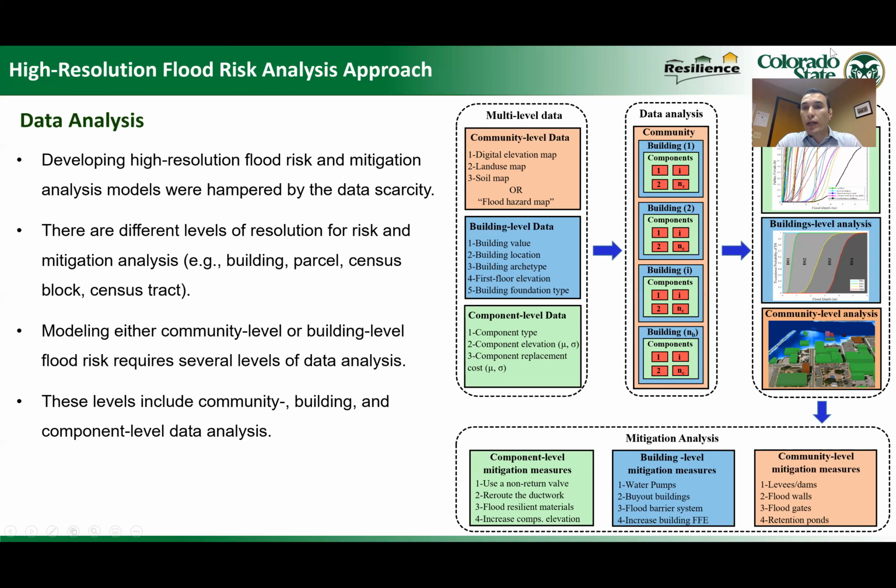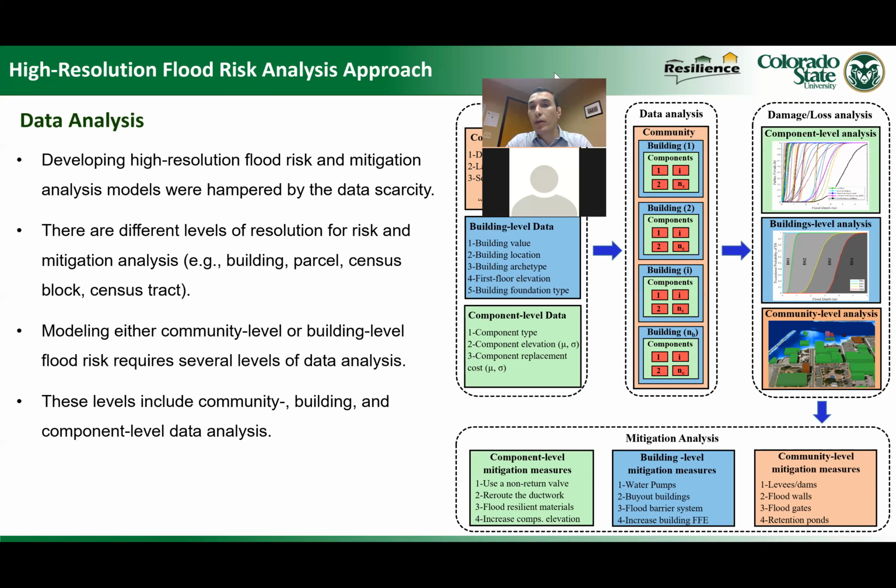Afterwards, we were able to do data analysis for the community and building components within the buildings. So this enables us to have component level fragility functions, which account for the failure probability for each component within the building. Then we use these component fragility functions to develop a building level fragility function that accounts for exceedance probability of prescribed damage states for the building.